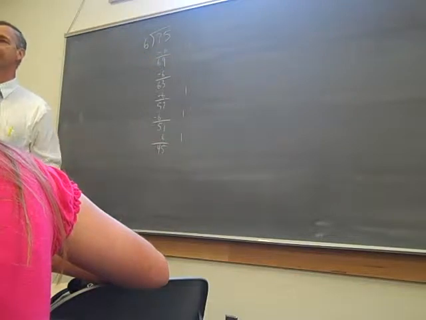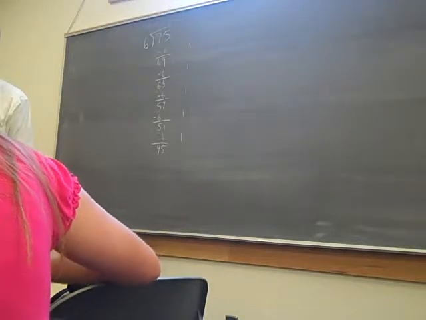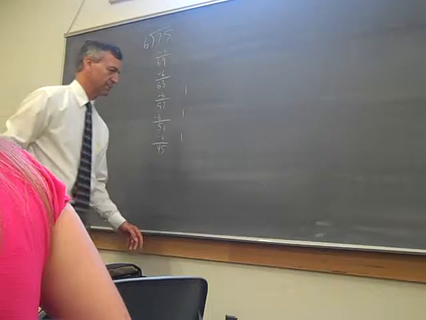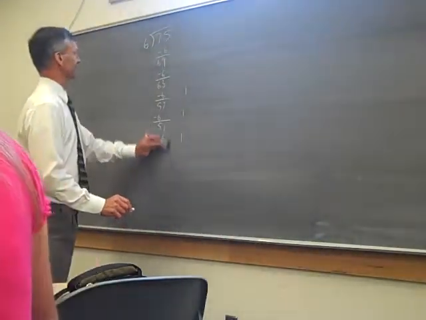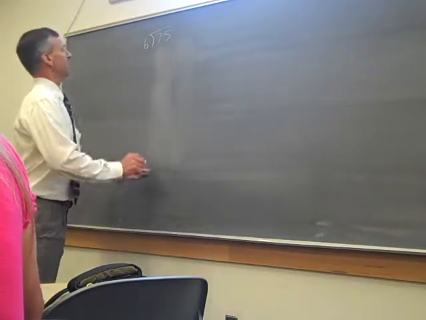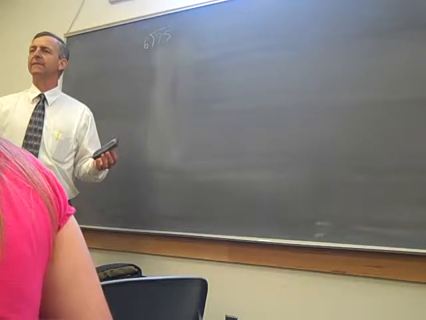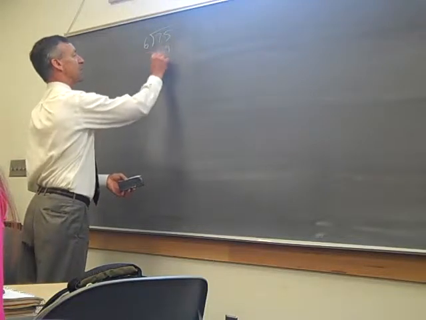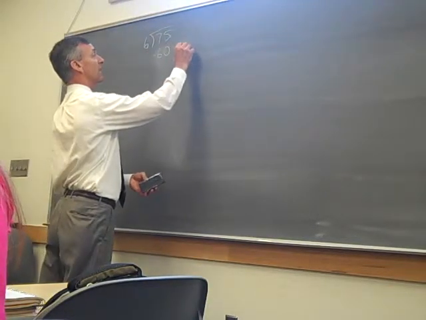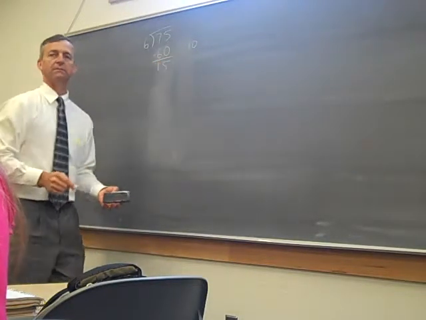Somebody said that is way too long, repeatedly taking out 6s. Why don't we take them out in bigger chunks? So watch this one. I happen to know, because it's a real easy fact, that 6 times 10 is 60. So I'm going to take out 60, which is how many groups of 6? 10. That leaves me with 15.